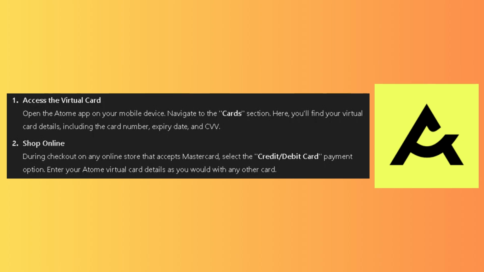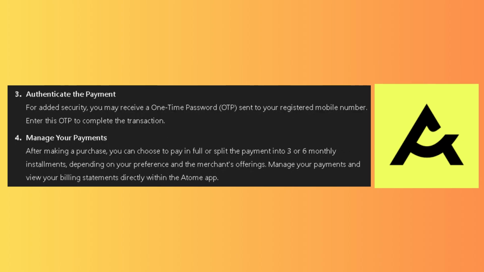Shop online. During checkout at any online store that accepts Mastercard, select credit or debit card payment. Enter your Atome virtual card details so that it would be like any other card. Authenticate the payment. For added security, you may receive a one-time password or an OTP sent to your registered mobile number. Enter this OTP to complete your transaction.